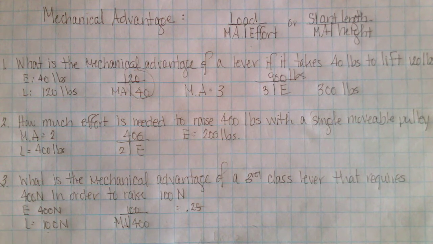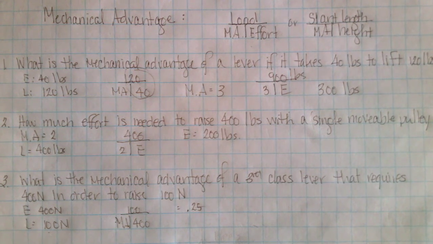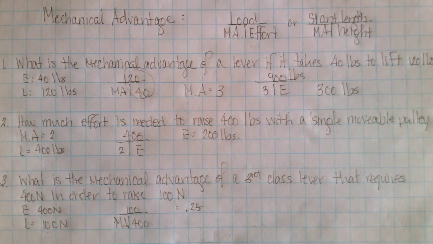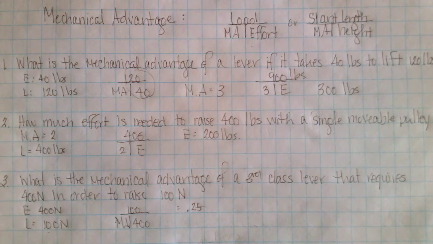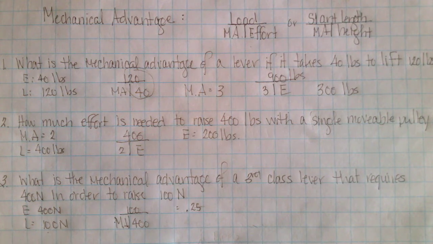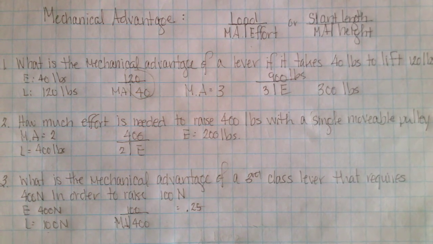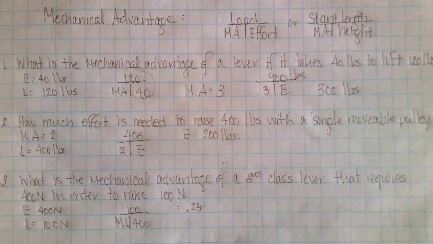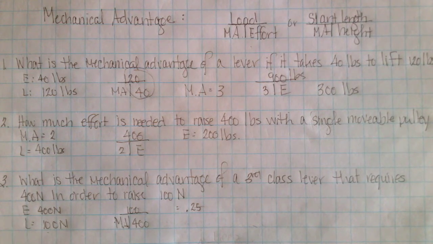But now, with my simple machine, it only requires me to push with 300 pounds, but I'm going to have to push that over a distance of 3 feet rather than 1 foot. So what I gain in effort, I pay for in distance, so that my force times my distance is the same with or without the simple machine.